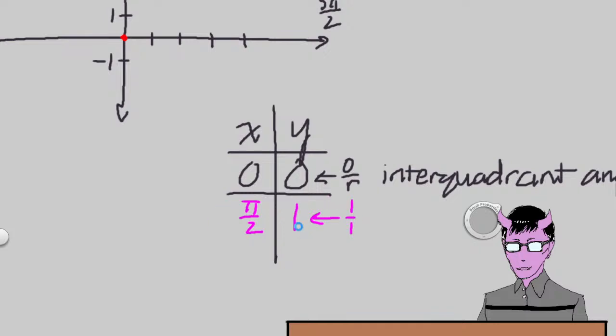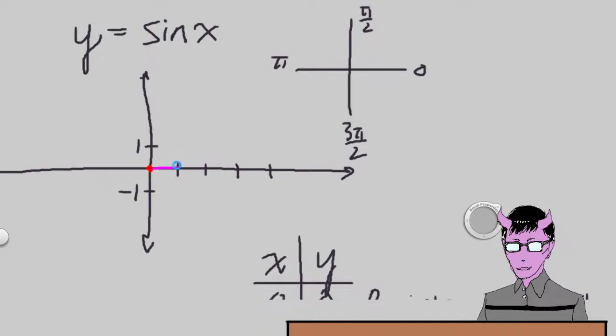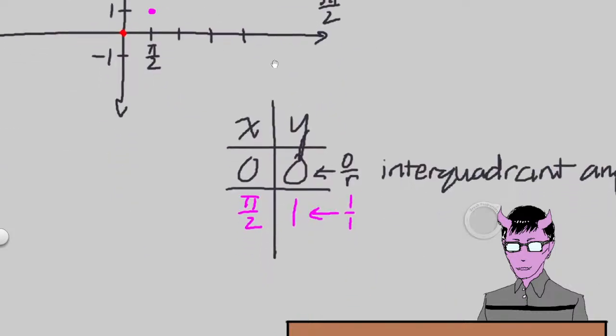All right. So plotting the second point, if again the x value is pi over 2, then the y value output is 1. So this first hash mark, that's going to be pi over 2. So for that interquadrant angle, the ratio is 1-to-1. So right there. Just color this in red.